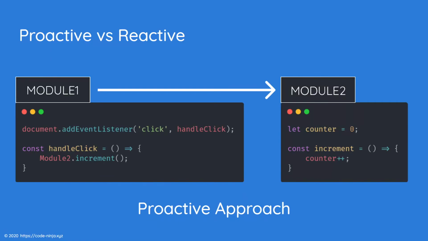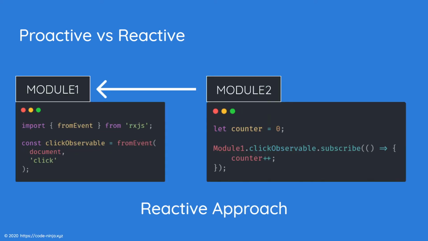Imagine you have two modules, Module 1 and Module 2. In Module 1, you have your handle click method attached as the event listener to the document. On click, the handle click method invokes the increment method from Module 2. Module 2 has the counter state and an increment method which updates this state. So in this example, we have Module 1 driving the state and behavior of Module 2 using the increment method. Therefore, we can say that Module 2 is passive and allows other modules to change its state, which means Module 1 is now responsible for changing Module 2's state correctly.